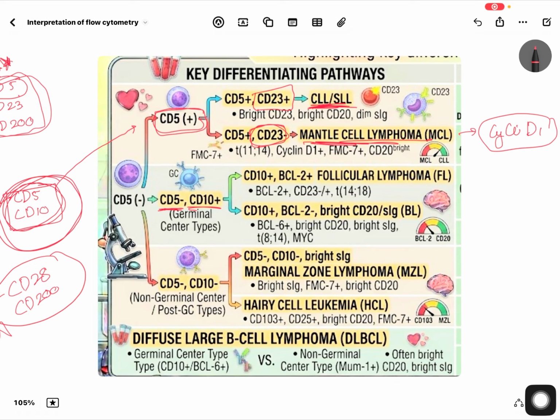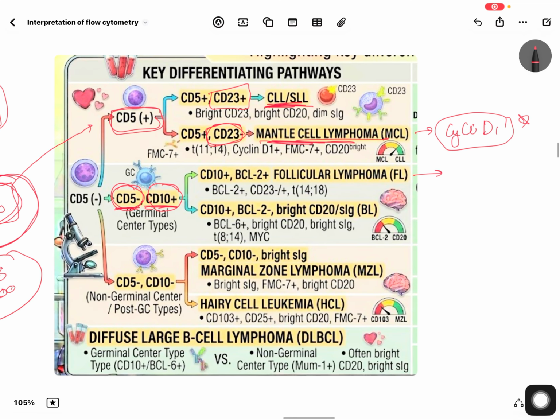Okay, now CD5 and CD10. So CD5 is negative and CD10 is positive. So there are two lymphomas here. First one is follicular lymphoma and second one is Burkitt's lymphoma.